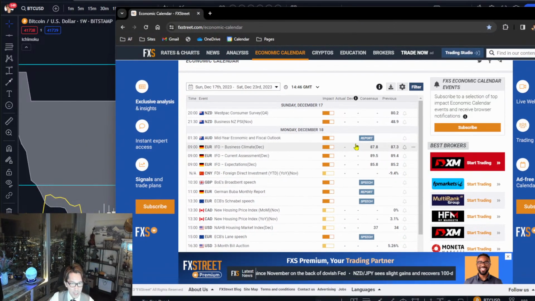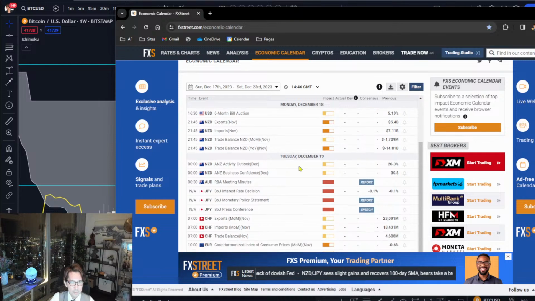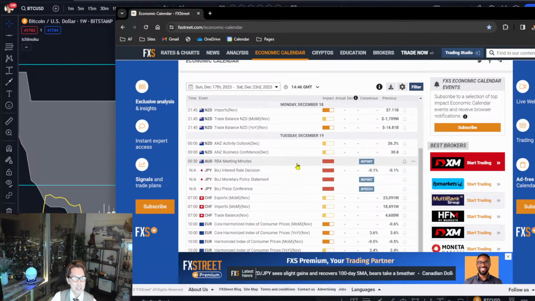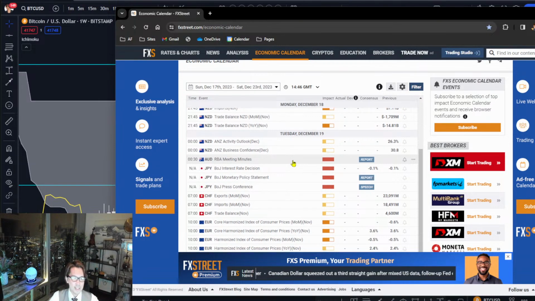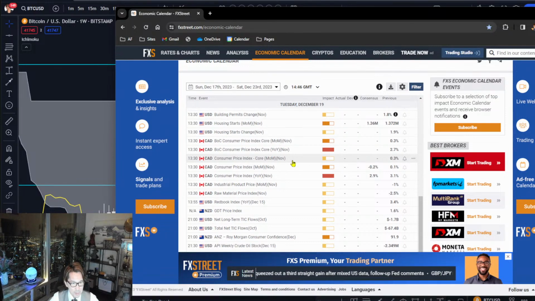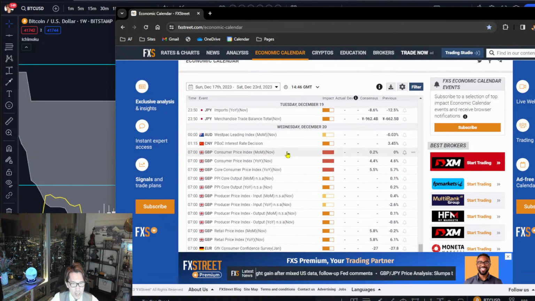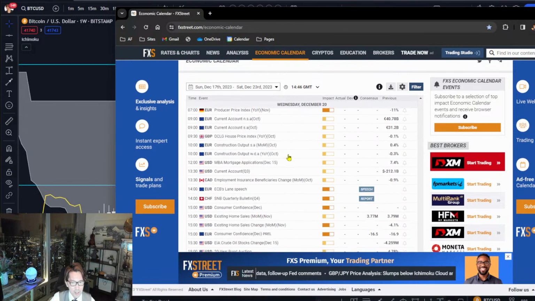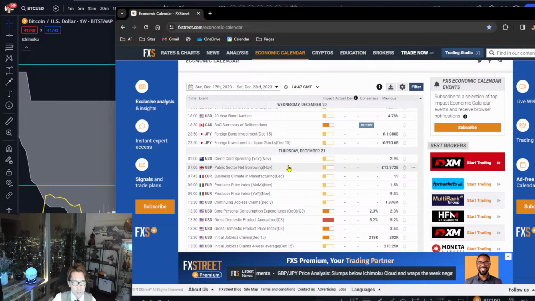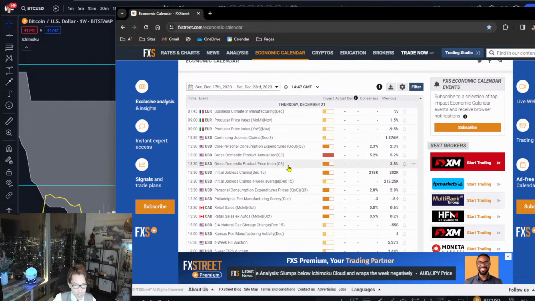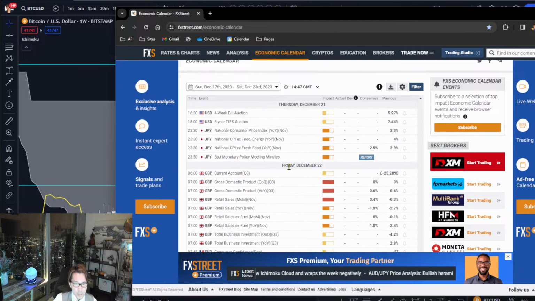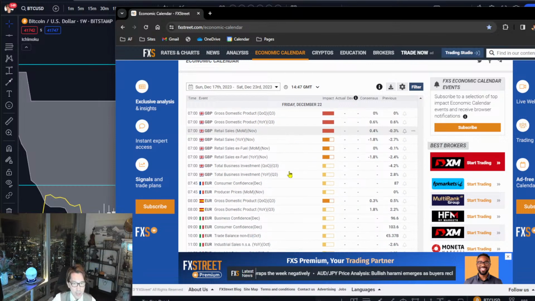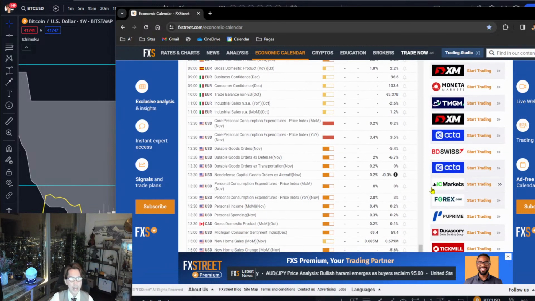So Monday on the 18th, we have no big news. Tuesday, we have a news on Australia RBA meeting minutes, and also in Japan, there will be monetary policy statement. So JPY pairs may move on Tuesday, on the 19th. And then also later on, there will be a CPI in Canada, and that's it. Wednesday, the 20th, we have CPI in UK, and on Thursday, 21st, we have gross domestic product annualized in the US. And Friday, 22nd, we have GDP retail sales in UK, and also core personal consumption expenditures in the US too.